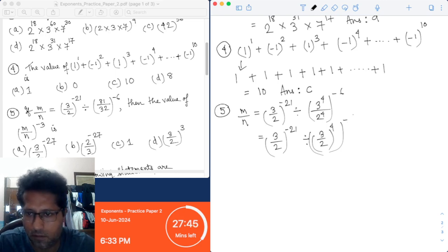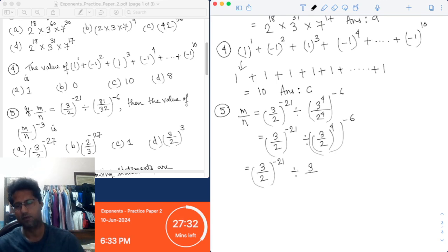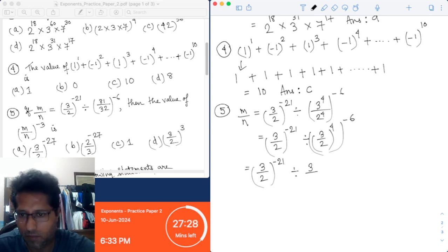Minus 6. This is (3/2) to the power minus 21 divided by, this is 3 to the power, this is the exponential, 3 to the power 4 and again to the power minus 6. So if we want to simplify it, we just multiply the powers. So this becomes minus 4 into minus 6, that is minus 24.